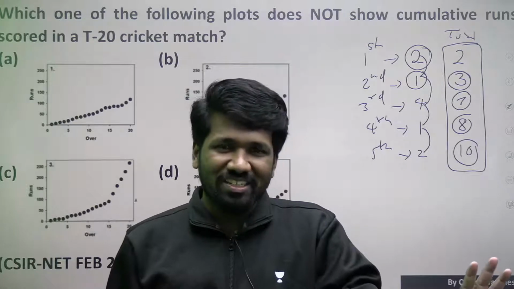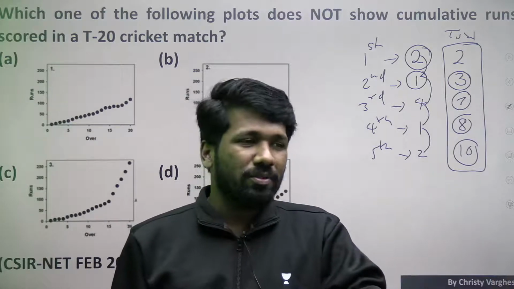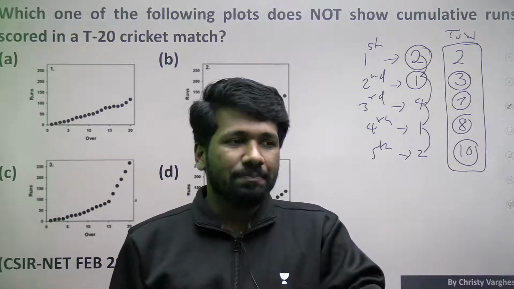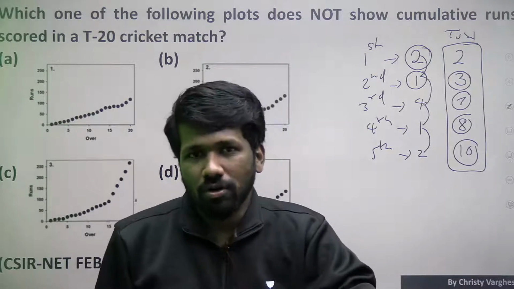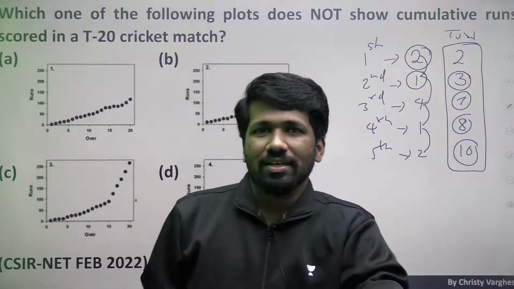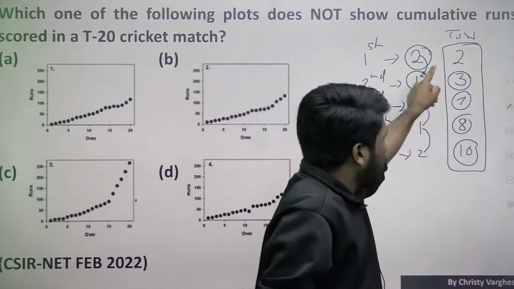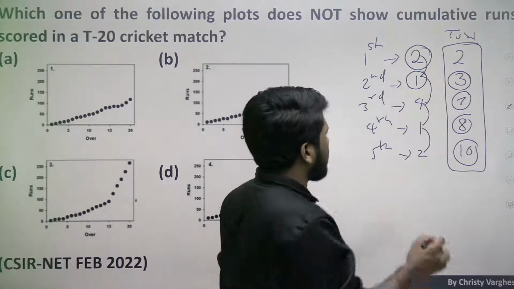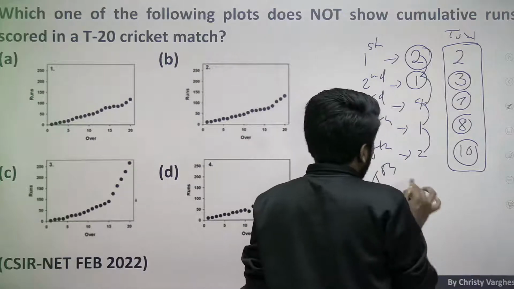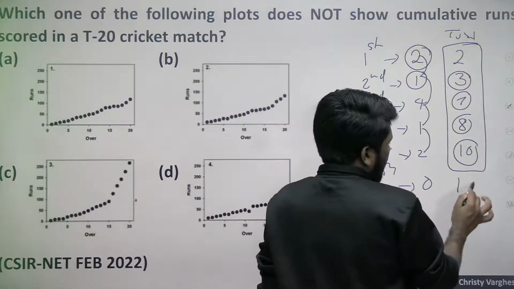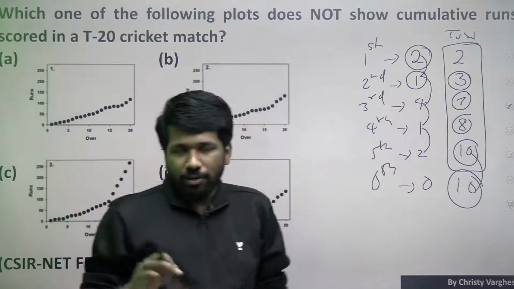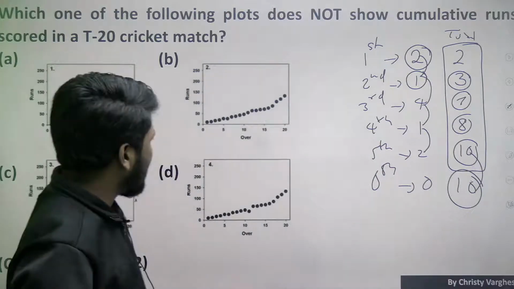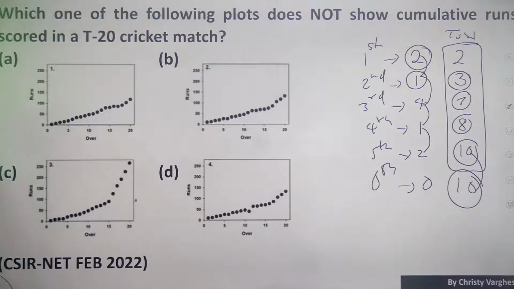This much basic thing you should know. I hope all of you know that much. So the total runs scored will not decrease, right? Just like the number of chocolates eaten will not decrease. For example, on the 6th day, even if 0 chocolates are eaten, the cumulative count will still be 10. It cannot go below 10. Did you all understand that? That is the idea we need here also.